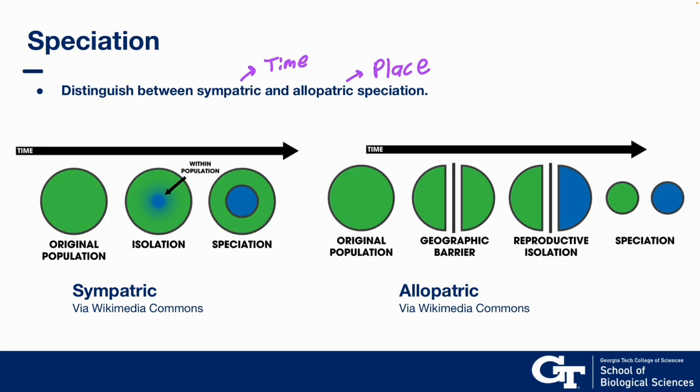Now, allopatric speciation is different because we're separated by a physical barrier or something that causes us to be separated by place. So we have our one original population, time goes on, something happens to separate our two populations, and then boom, we end up with two separate species because they physically cannot cross this barrier to reproduce. So sympatric happens in one area over time. Something causes isolation, but not physically. Allopatric, something physically causes reproductive isolation. Okay.